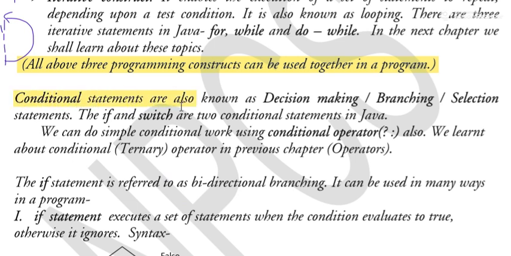Conditional statements are also known as decision making, branching, or selection statements. There are two statements, if and switch, used for conditional construct. However, in our previous chapter, we have used the conditional operator to do simple conditional work. But in this chapter, we have to learn about the if statement and switch statement.